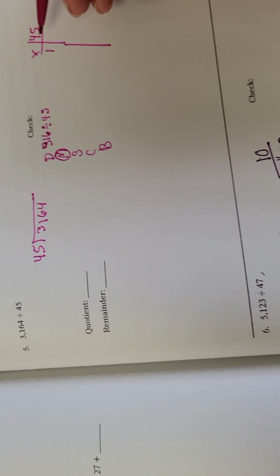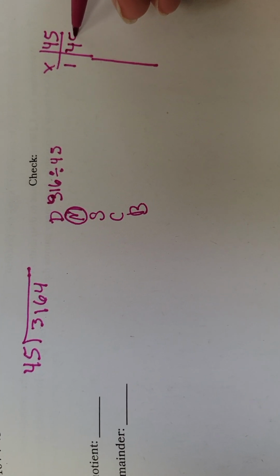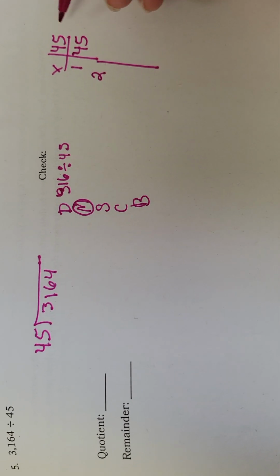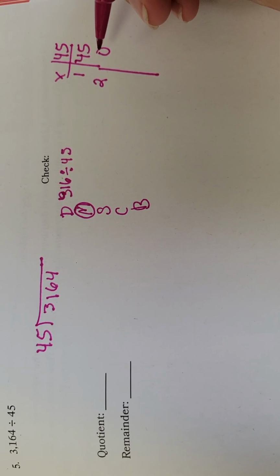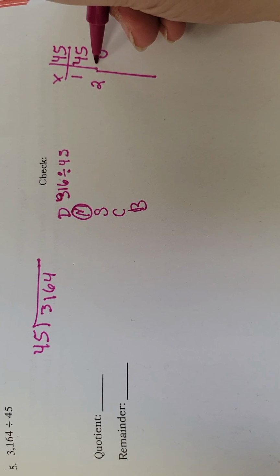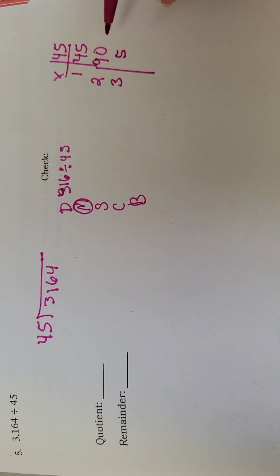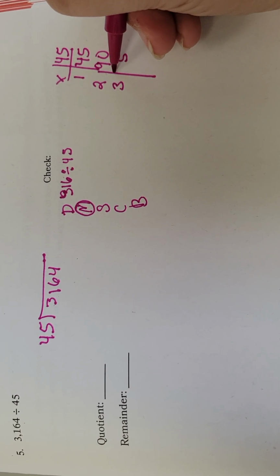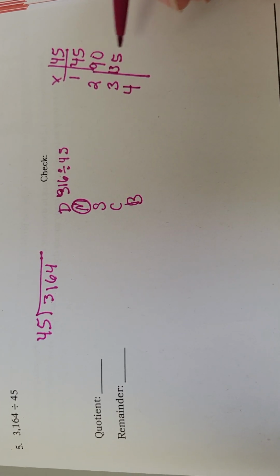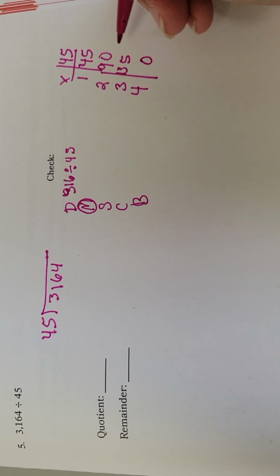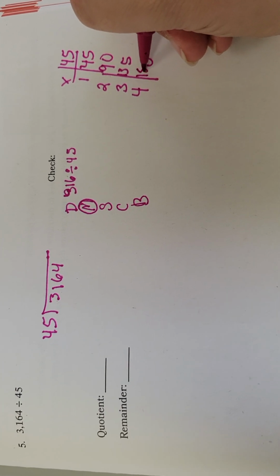So starting with 1. So 1 times 45 is 45. 2 times 45, 10. 2 times 4 is 8. Plus 1 is 9. 3 times 45, that's 15. 12, 13. Sorry, that's a 1. 4 times 45, that's 20. 4 times 4 is 16, 17, 18.